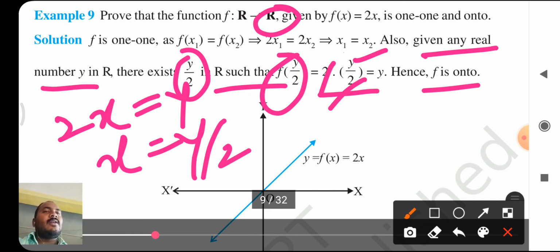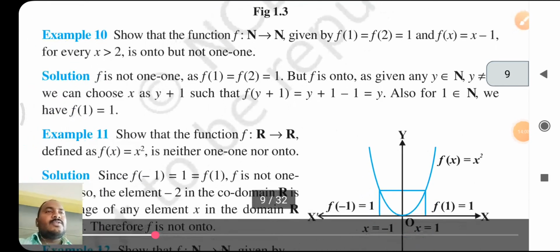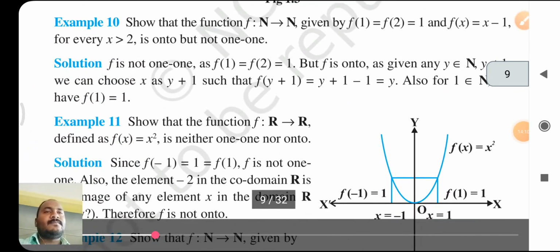The domain and codomain of the given function are real numbers, so this function f must be a bijective function. It means f is a one-one function and f is an onto function. Next, let us move on to the next example.